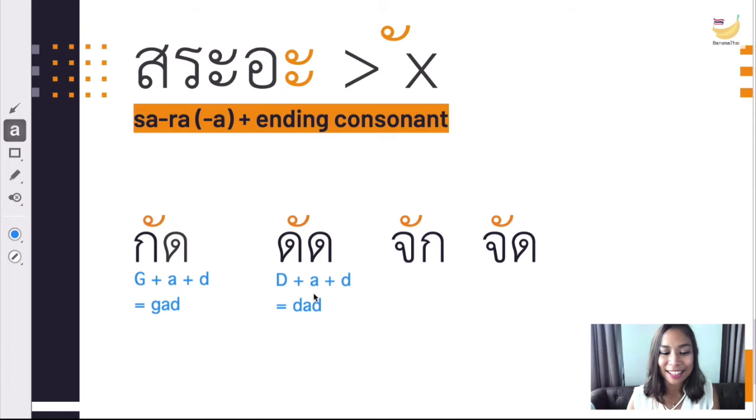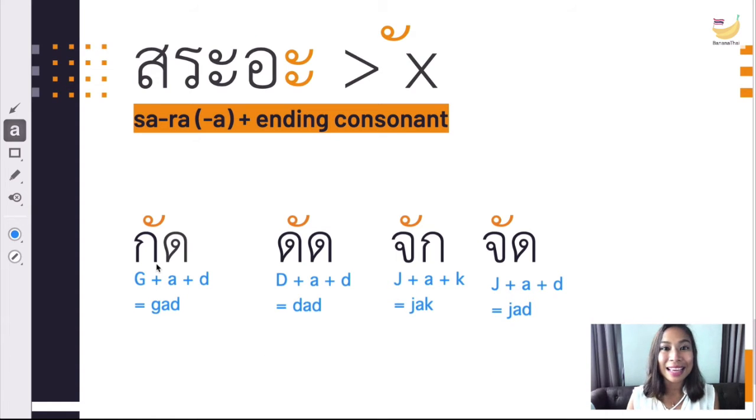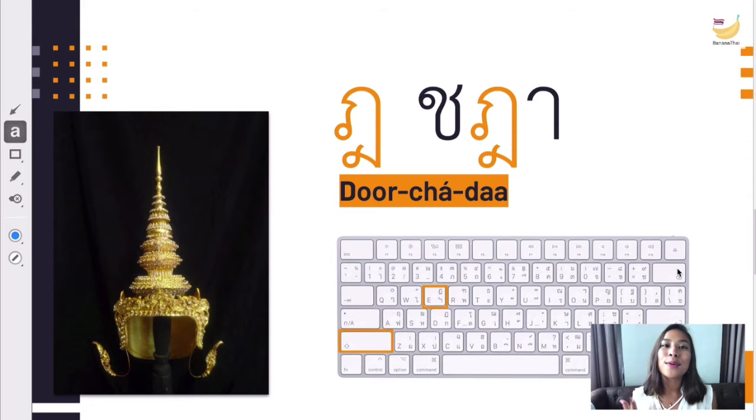Did you get it right? Next one ค่ะ. This one, จอจาน, so จะ, and ending with กอไก่, ก, so together is จัก. Next one ค่ะ. This one looks similar but actually ends with ดอเด็ก instead of ก นะคะ, so จัด. So these four: กัด, ดัด, จัก, จัด. Did you get them all right? If yes, very good job, เก่งมากค่ะ.